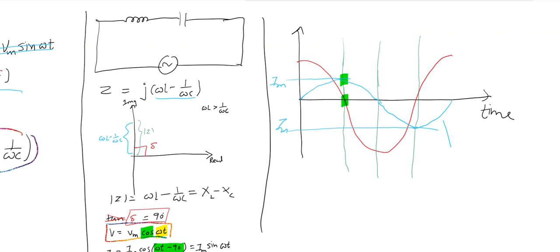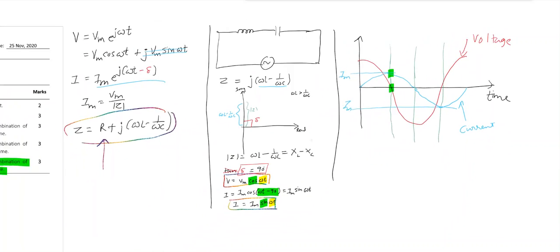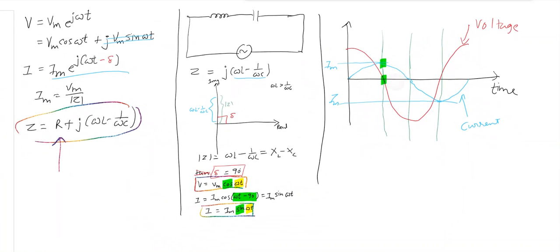So this is the current, the variation in current, and this is the voltage. So this is the graph of current versus time and voltage versus time for the LC circuit.